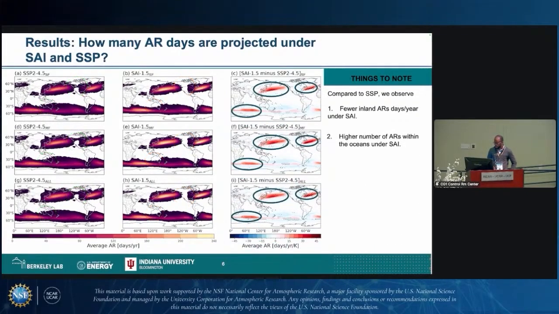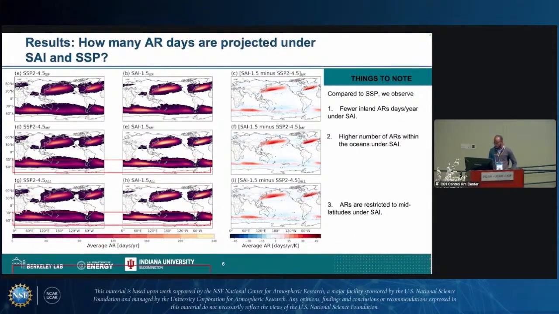However, although we have fewer inland ARs, under SAI we have more oceanic ARs happening, which was quite interesting for us to see. We have a magnitude of about 15 to 30 more ARs happening per year in the oceans under SAI. So that was a cool result to find. We tried to find out why this happens in our paper that is currently under revision.